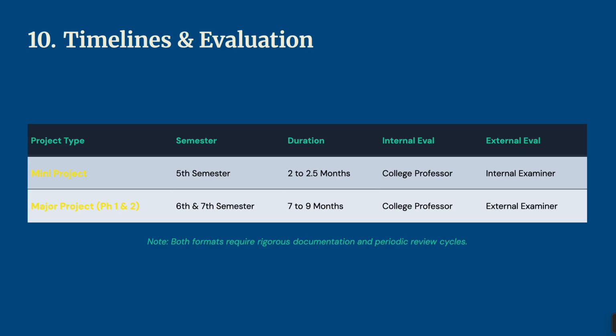For major project, 6th and 7th semester, it will be of 7 to 9 months. Your college professor will be the internal evaluator. External evaluator will be the external examiner.